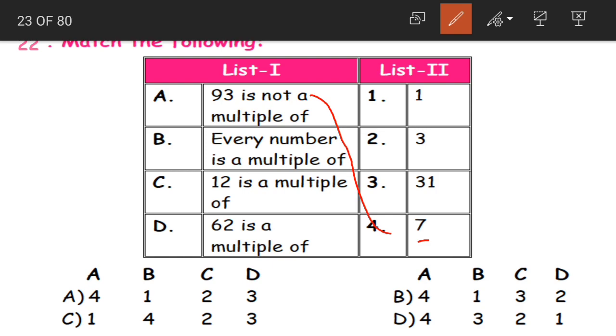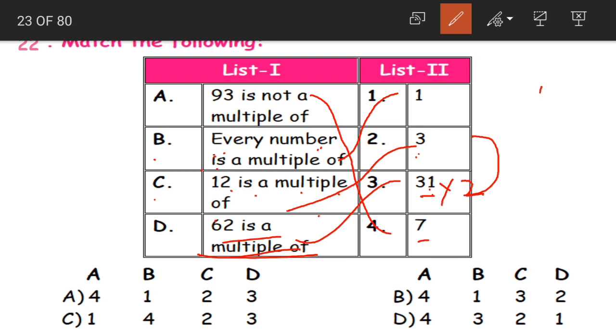Coming to question B. Every number is a multiple of dash. Every number is a multiple of 1. And 1 is a factor of every number. Coming to question C, 12 is a multiple of, we are left with these two numbers. Of these two, 12 is a multiple of 3. 3 fours are 12. And the last remaining one will go to what, children? Obviously 31. 31 2s are 62. 62 is a multiple of 31.